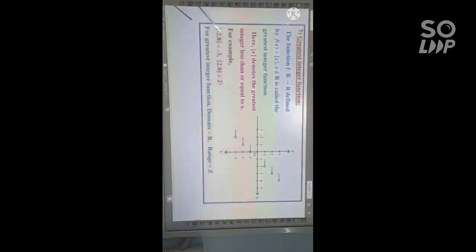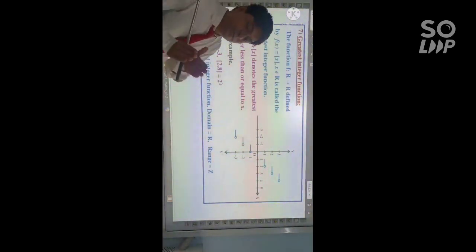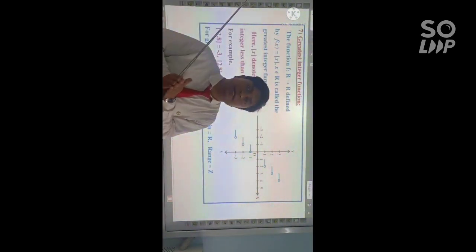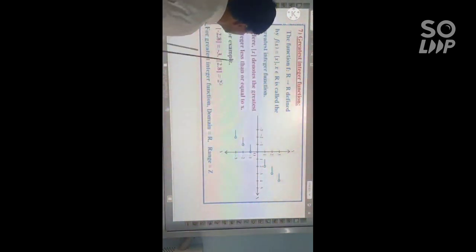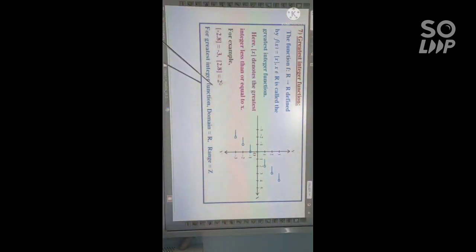For example, minus 2.8. What is the integer value near minus 2.8? It is equal to minus 3 on the lower side. For 2.8, what is the value near 2.8 on the lower side? This is 2. For the greatest integer function, domain R and range Z.